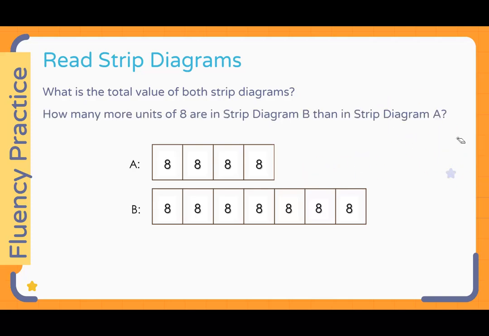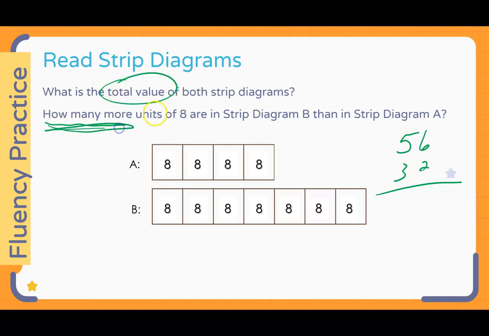How many more units of 8 are in strip diagram B than in strip diagram A? Okay. How many more in A than B, or B than A? So we know that B has more, which is 56. And we know A has 32. They want to know how many more. Now we already found the total value. Now we're finding out how many more. So we have to subtract.